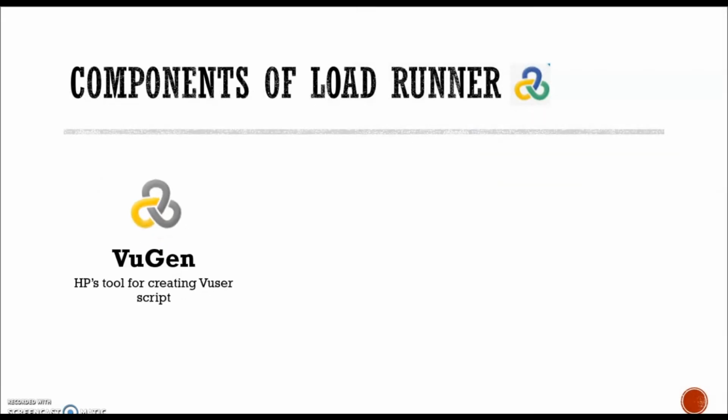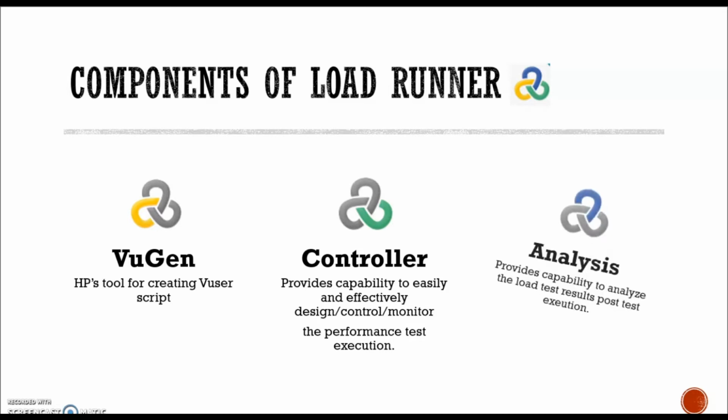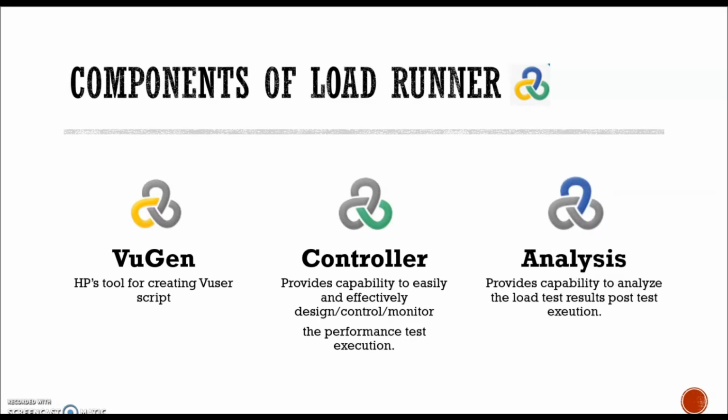LoadRunner is made up of three components. The first is VuGen, or Virtual User Generator. VuGen helps you to record and develop scripts which will be used for load testing. The second component is the controller. The controller is used to design the test scenarios and control its test execution. It controls the number of users to emulate, the actions they perform, machines on which they run, and things like that. The third and the final component is analysis. The analysis tool helps you to analyze the result file generated by the controller. It enables users to create customized graphs and reports for analysis of system performance after a test is executed.